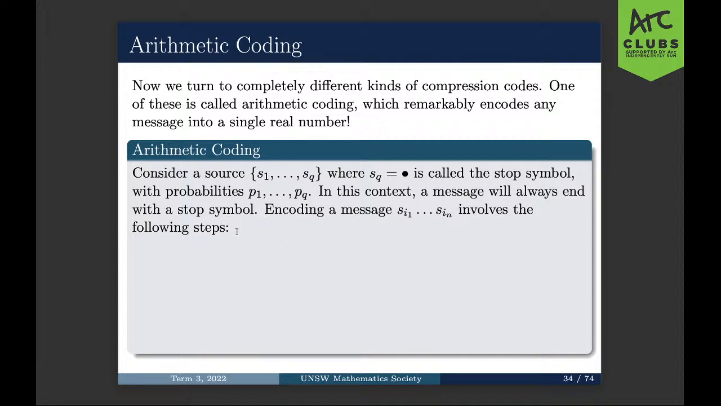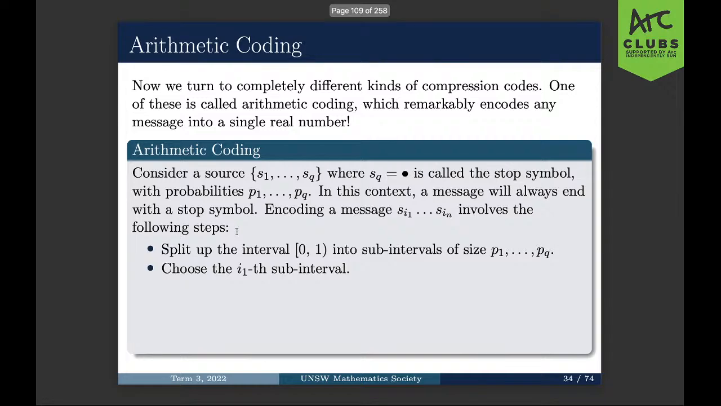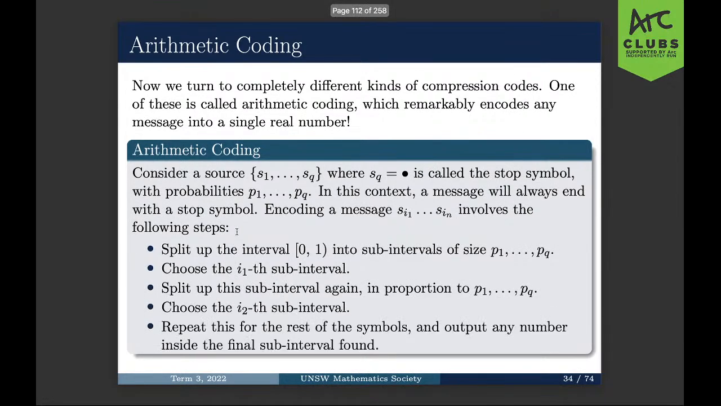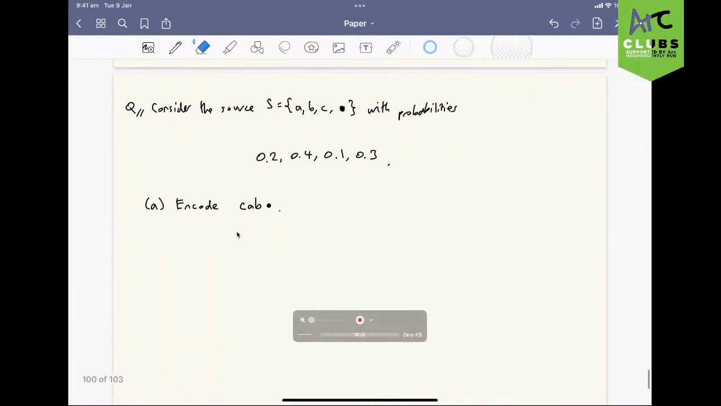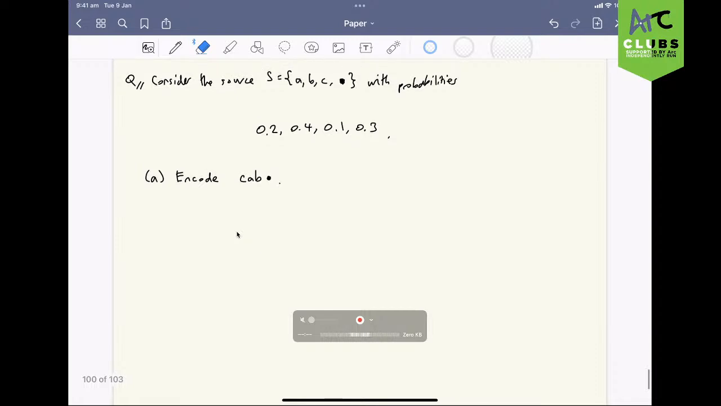And encoding takes a bunch of steps that I won't just state, I'll actually demonstrate it for you through this question. So the question is, use arithmetic coding on the source A, B, C, stop with probabilities 0.2, 0.4, 0.1, 0.3 to encode C, A, B, stop and decode 0.0. We'll do the encoding first. So let me show you. We want to encode C, A, B, stop.